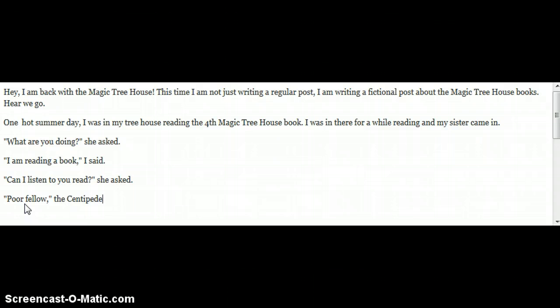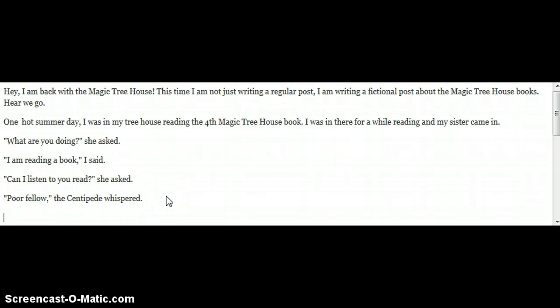Right. Now the centipede said whispering, or the centipede whispered. Again, the comma goes here because normally we would put a period here. That would be the end of the sentence. But because it's a part of a quotation, you put a comma there and the period there. The only time you would put the ending punctuation inside is if there's a question mark or like what you see here.